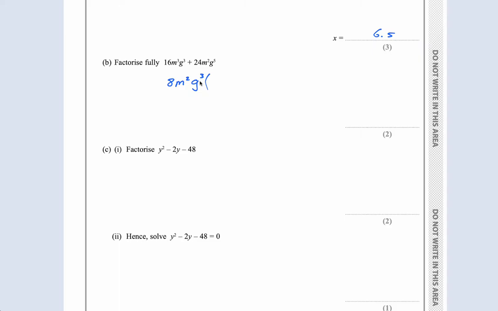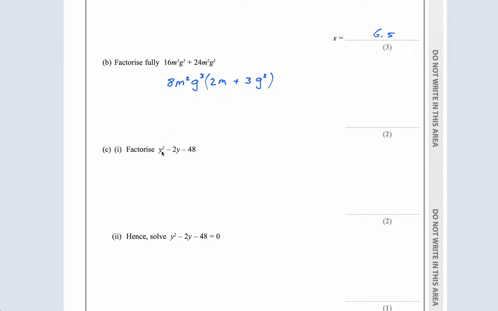Open bracket. If I take out the 8, I need to multiply by 2 to get my 16. I need another m because I need to get m cubed, and I don't need any more g. And then 3 will give me the 8 times 3 is 24. M squared is already there, and I need another g squared to give me g to the 5. Let me know if this isn't clear, guys, but I factorized out 8, took out the m squared, took out the g cubed, and then what do I need to multiply to get these terms? It's this. So that's the answer.